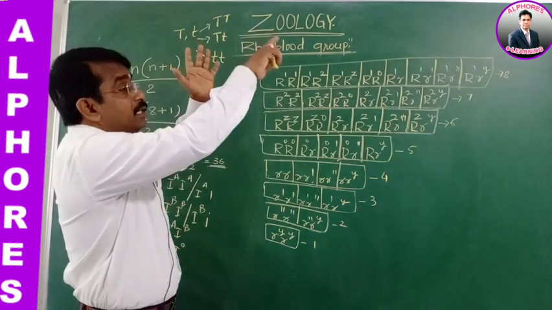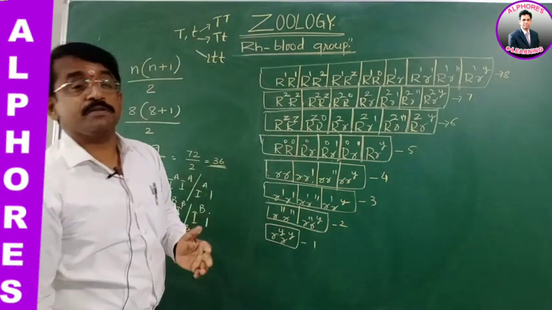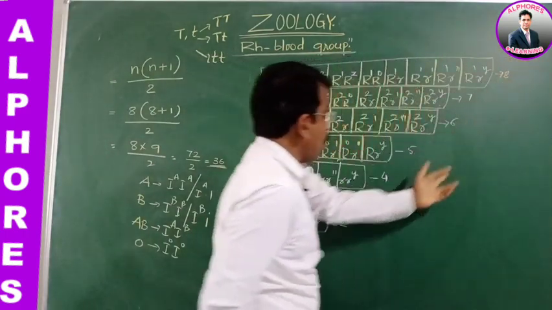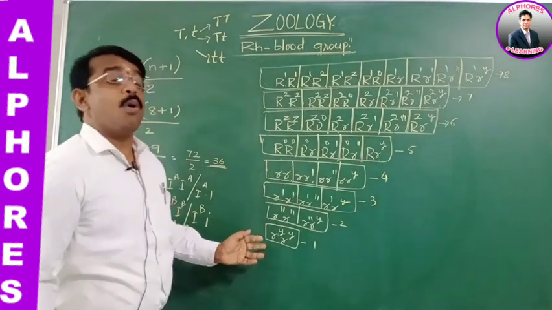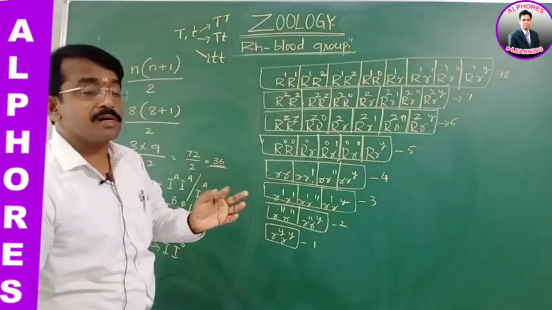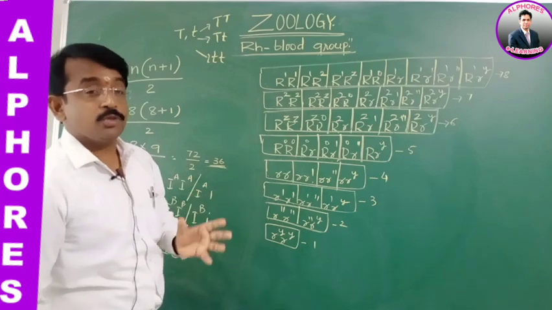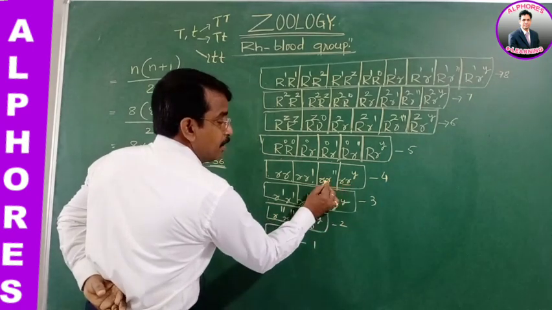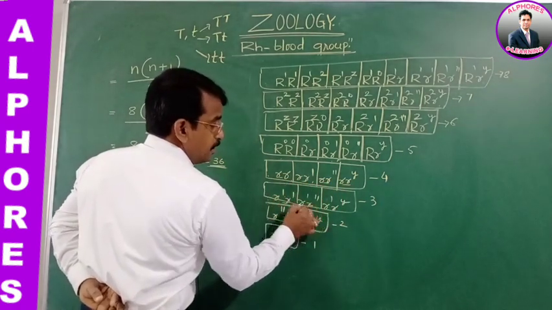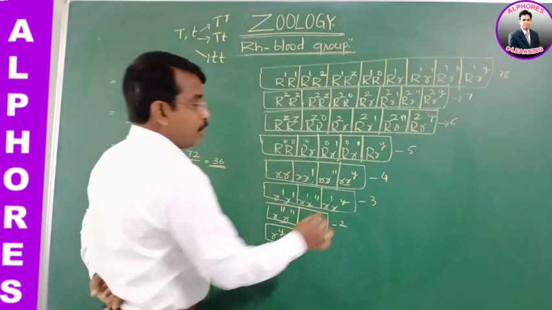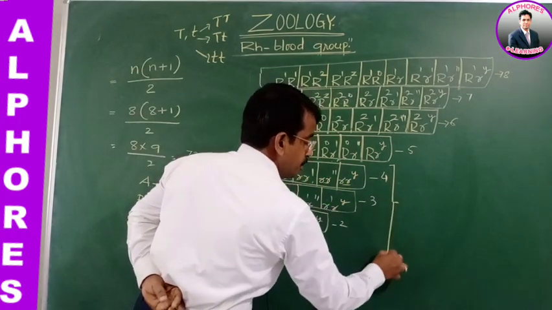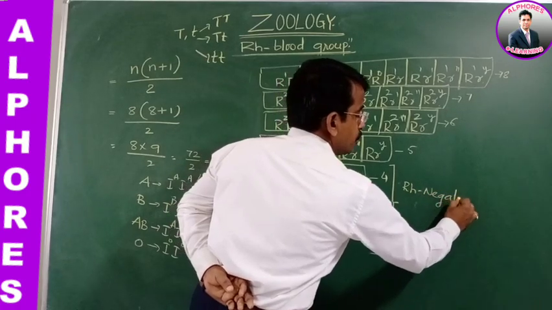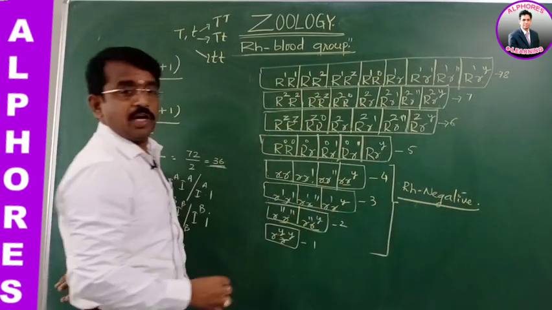That's the reason why we have seen this entire description. This whole summary tells you who is Rh positive and who is Rh negative. So the number of possible genotypes is 36. In this, look here, double recessive. Is it right? Double recessive. So all these are considered to be Rh negative. Is it clear?